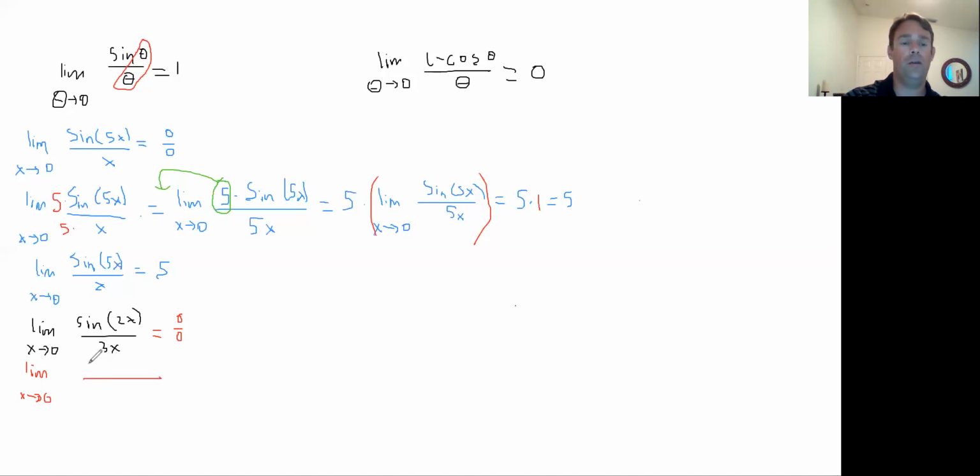So right now I have sine of 2x, and I have 3 times x. Well, I need that bottom to be 2. So right now it's 3, but I need it to be a 2. So I need a 2 down there. So I'm going to multiply the bottom by 2. But if I multiply the bottom by 2, that means I need to multiply the top by 2. And if I were to do that, as x approaches 0, I get 2 times sine of 2x.